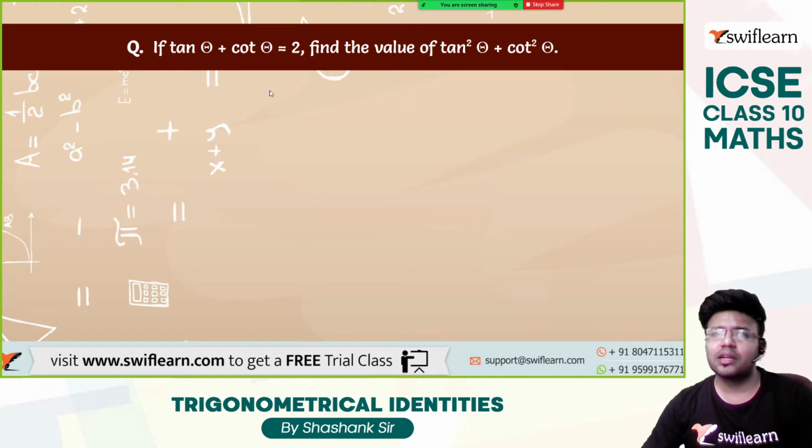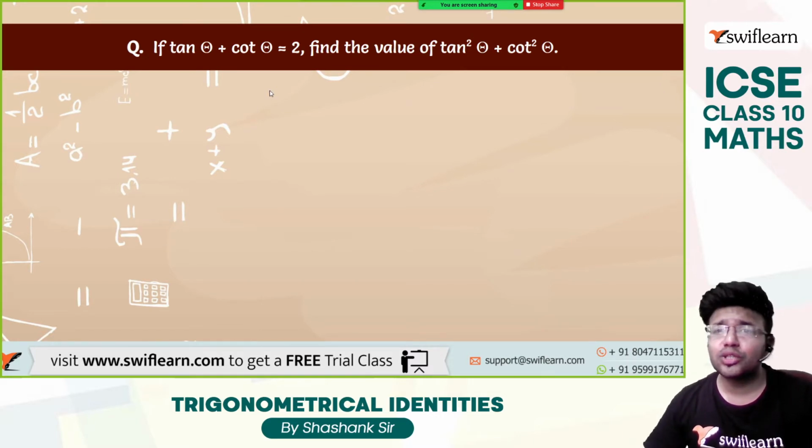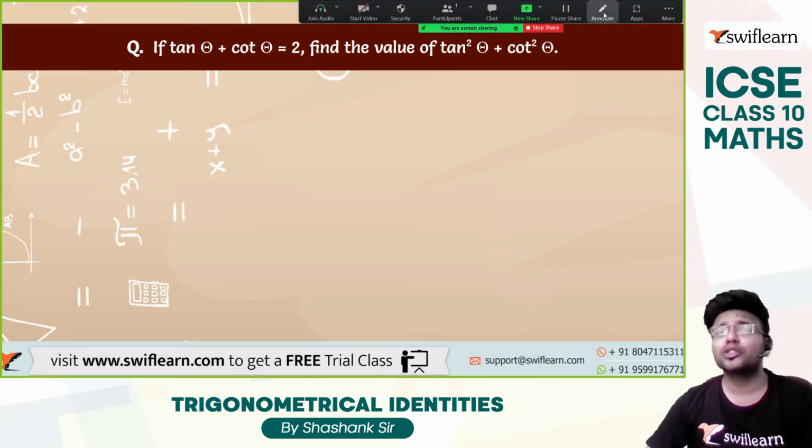Yes. If tan theta plus cot theta is 2, find the value of tan square plus cot square.